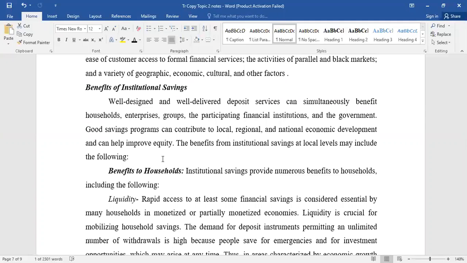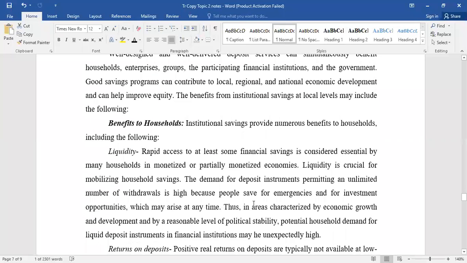So the benefits of institutional savings are, they are well designed and well delivered. You are also cushioned against loss. I've said, should the financial institution where you are saving go under, the first thing, the Central Depository Corporation will be cushioning the depositor not to lose their money. So a benefit to households will be that you cannot lose your money. Then we have liquidity.